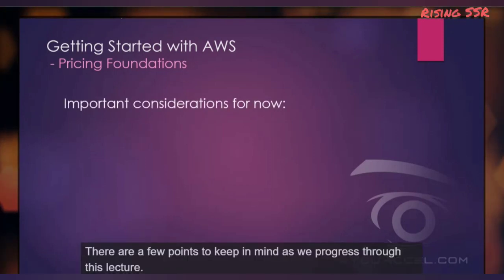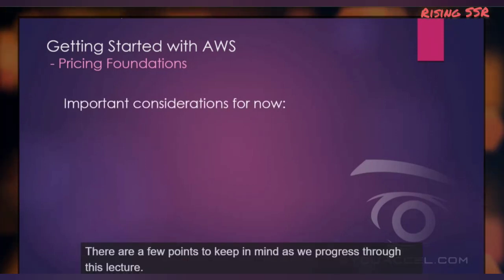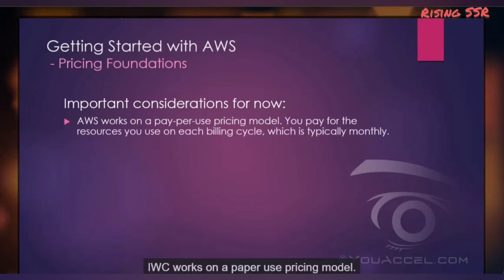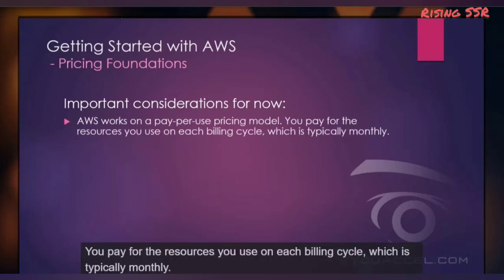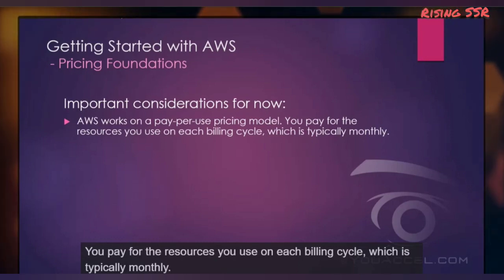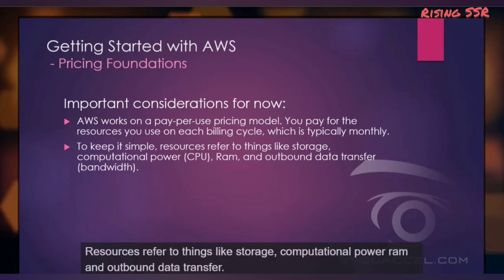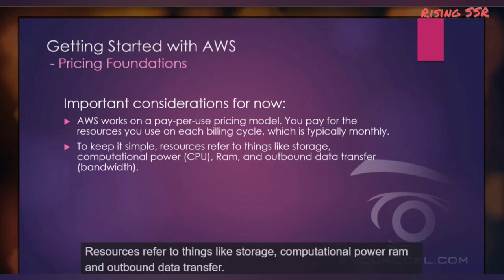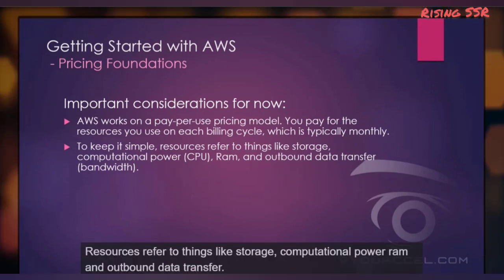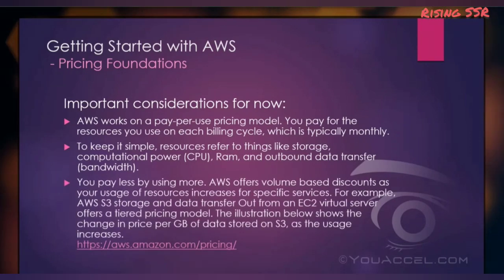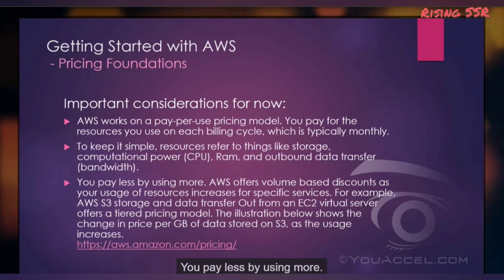There are a few points to keep in mind as we progress through this lecture. AWS works on a pay-per-use pricing model. You pay for the resources you use on each billing cycle, which is typically monthly. To keep it simple, resources refer to things like storage, computational power, RAM, and outbound data transfer. You pay less by using more.